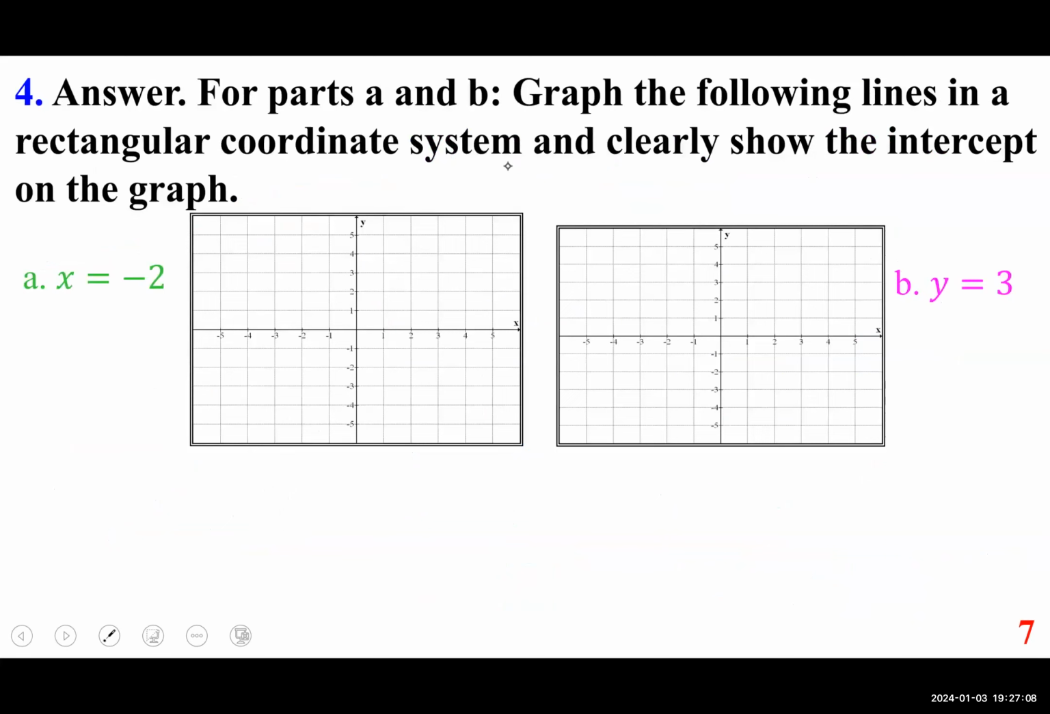So we want to answer and graph in a rectangular coordinate system and clearly show the intercepts. X equals -2. This is a vertical line, and x equals -2. That means (-2, 0) is the x-intercept. Y equals 3 is a horizontal line, and (0, 3) is the y-intercept.